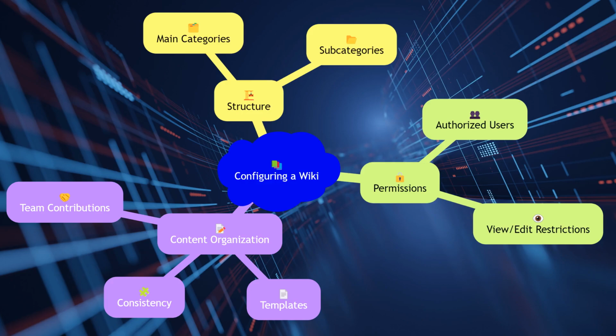Configuring a wiki involves setting up the structure, permissions, and content organization. Start by defining the main categories and subcategories that will house your documentation. Assign permissions to ensure that only authorized users can edit or view certain sections. Use templates to maintain consistency across different pages and make it easier for team members to contribute.